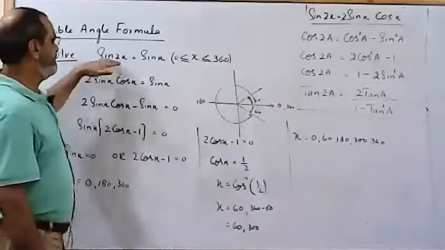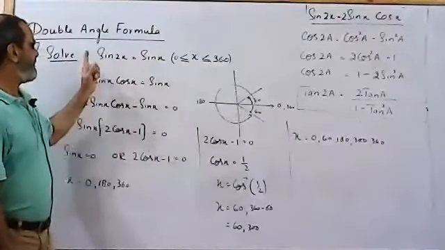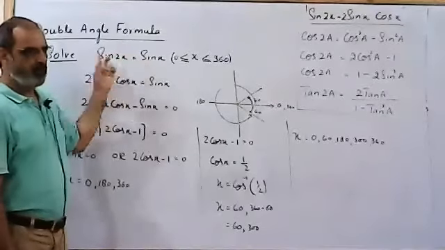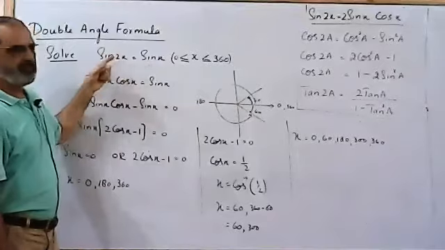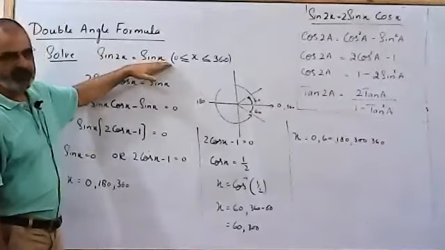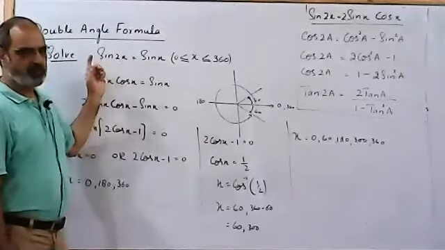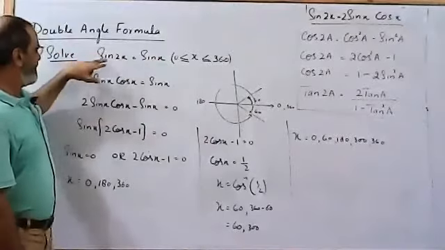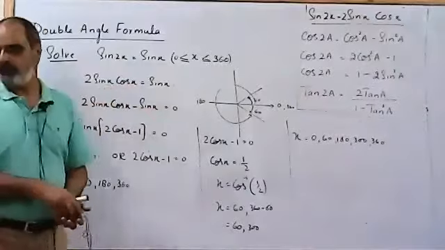So what I did here: normally we need the same trigonometric ratio in each term. We already had sine and sine, nothing wrong with it. But the problem was the angle. On the left side I have 2x, that is a double angle. On the right side I have only x, a single angle. I must have the same angles in both trigonometric ratios. That's why I have applied the double angle identity. Sin 2x is replaced by 2 sin x cos x, and the rest is just simplification.